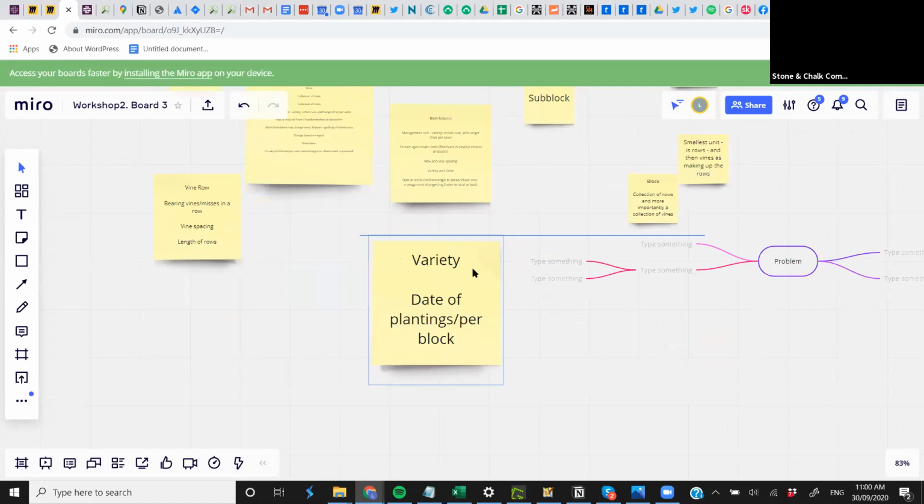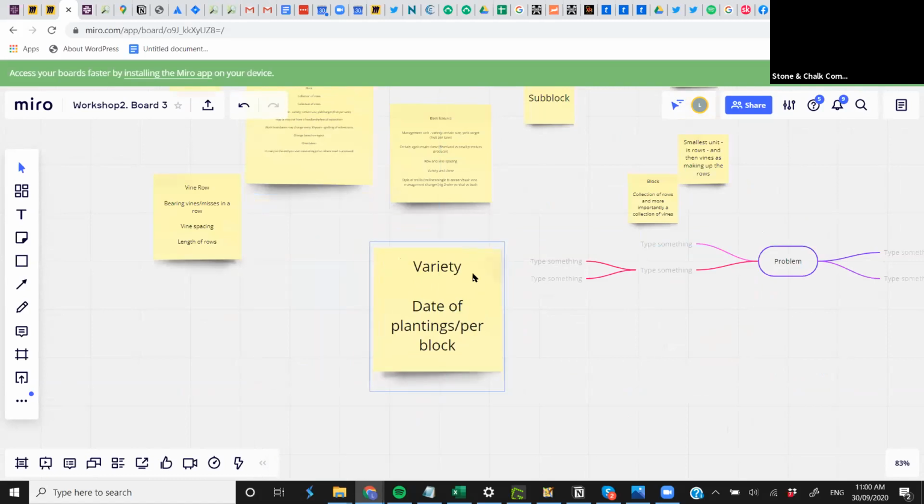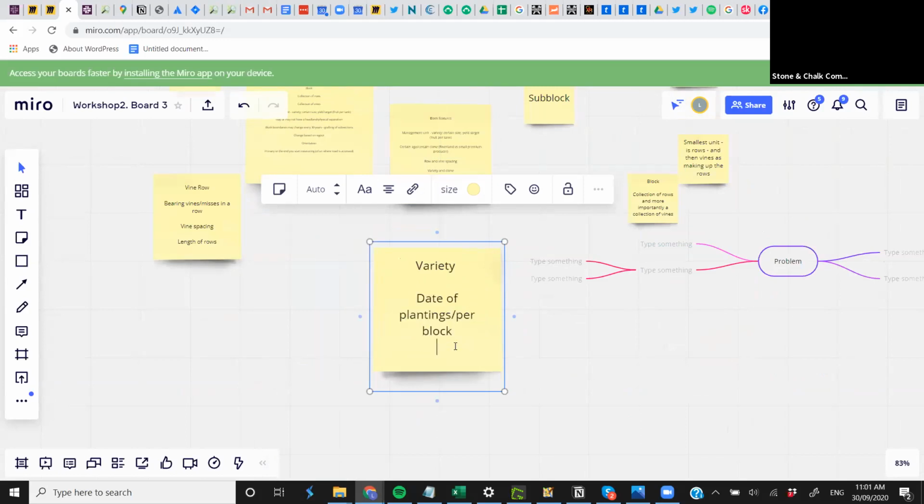Is there anything else, like, as a management unit? So when you're selling a block to a vineyard, to a winemaker, what other information are you telling them? You'll be telling them the variety, the date of planting, the age of the grape, and the clone. Is the clone different from the variety? Yes. How so?